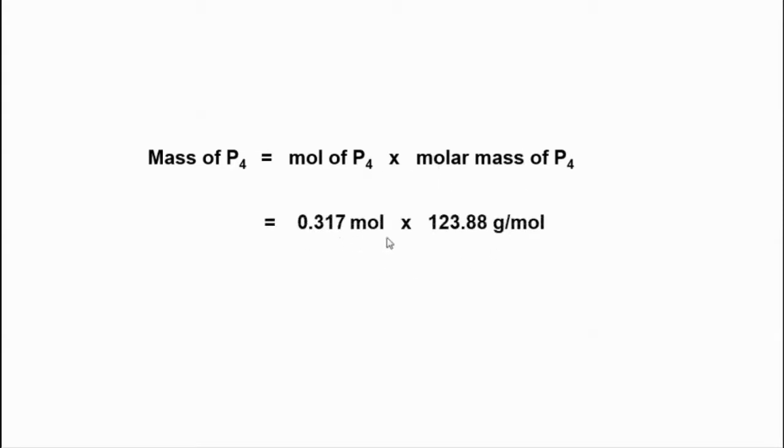Since we want to determine the mass of phosphorus, once again, mole times molar mass. So mole of phosphorus times the molar mass of phosphorus, 0.317 mole times 123.88 grams per mole, which is the molar mass of phosphorus. So we get 39.3 grams of phosphorus.